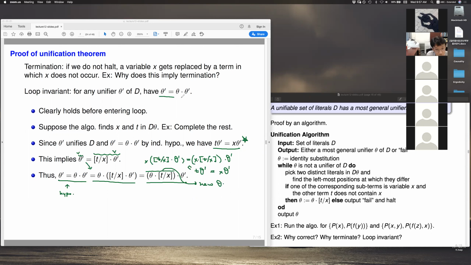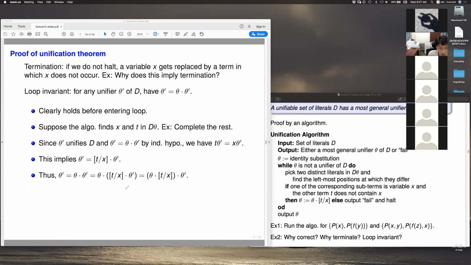Okay, so we have just shown that theta prime equals theta composed with, followed by, theta prime is going to be maintained by the body of this loop. So that's the proof of the loop invariance.